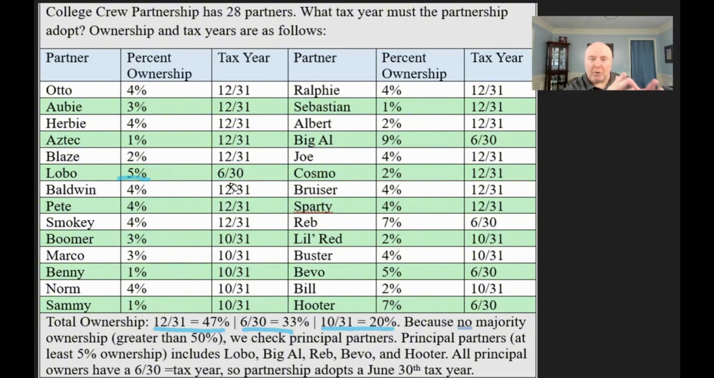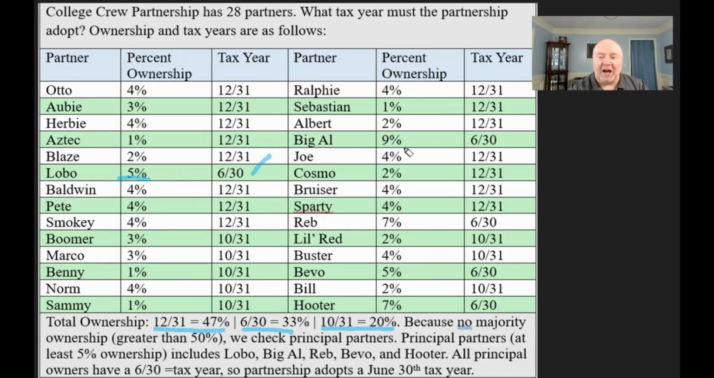Now, as we're going through these principal partners that have that 5%, we're trying to see if every single one of those partners shares the same tax year, right? If Lobo had, say, December 31st and everybody else had June 30th, hey, then we fail this test as well, right? Because not every single principal partner had the same tax year. But let's see where we're at on this one. We have Lobo 5% June 30th. So I know we have to have June 30th. For every other principal partner, I better have a June 30th or I fail.